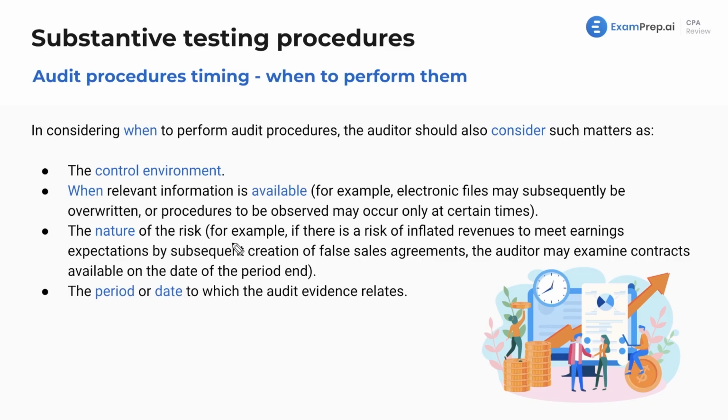The nature of the risk. So, for example, if there is a risk of inflated revenues to meet earnings expectations by subsequent creation of false sales agreements, the auditor may examine contracts available on the date of the period end. Interesting point there, because with the risk of overstated revenues to meet a certain earnings expectation, you might examine contracts available on the date of the period end to watch out for that.